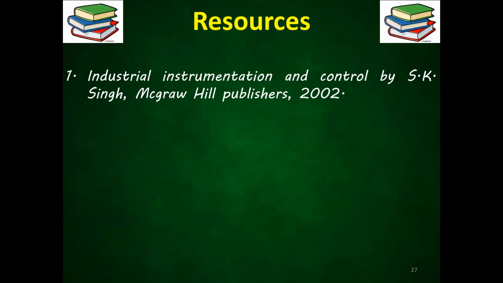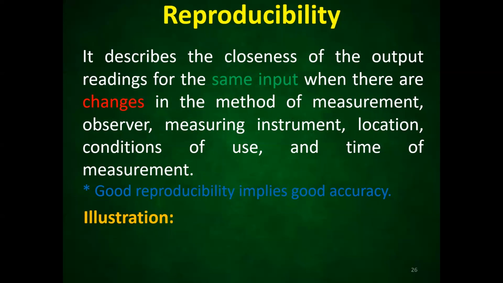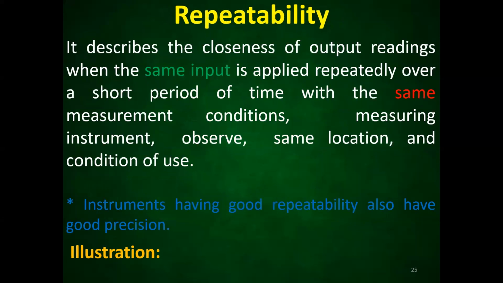For more information you can read this book, Industrial Instrumentation and Control by SK Singh. Or for any standard information, you can go through some YouTube videos or some websites containing these two terms, reproducibility and repeatability of an instrument. So I hope it is clear.